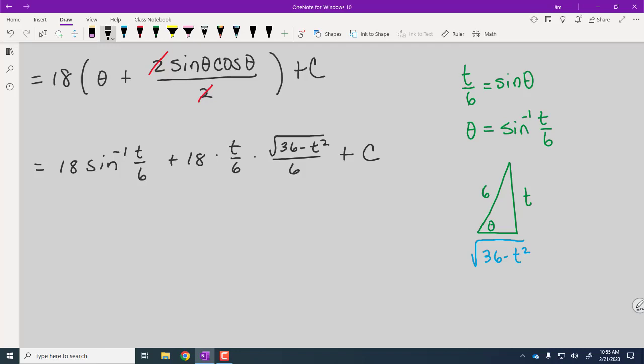Then we just have a little bit of simplification with these constants. 6 goes into there once, goes into there 3 times, and then 3 goes into there once, and 3 goes into there twice. So we end up with a 1/2 coefficient when all is said and done.